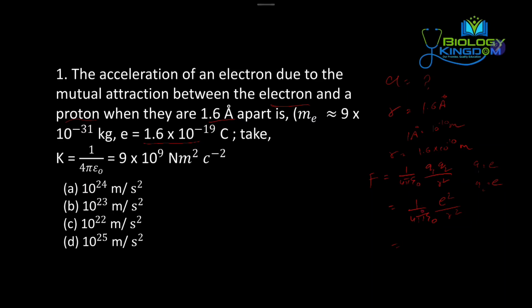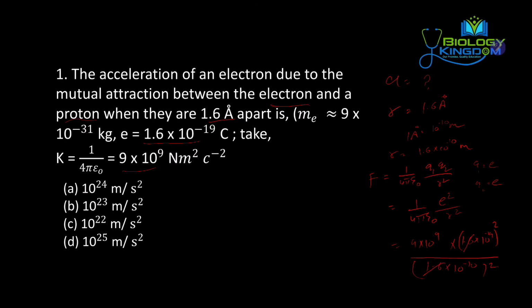And we know that 1 by 4 pi epsilon naught value is also given here. 9 into 10 raised to power 9. And the value of E is also given, 1.6 into 10 raised to power minus 19 coulomb. We'll take the square here. And the value of R is also, we have found 1.6 into 10 raised to power minus 10. We'll take square here also. You can see here 1.6 whole square is also in numerator and denominator, so we can cancel out this.